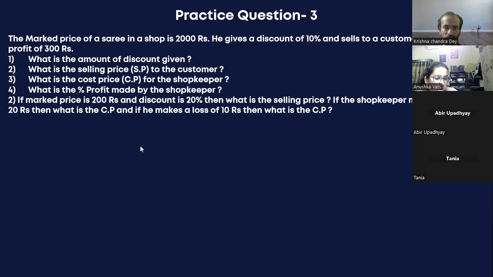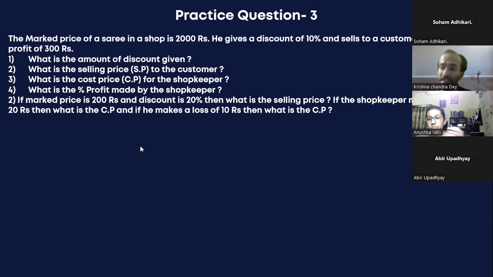No, Shoham, C1 is not right. Sir, what is the formula for discount? Discount is always given on marked price. Do you want discount percentage or discount? Sir, only discount. Marked price minus discount is equal to selling price.